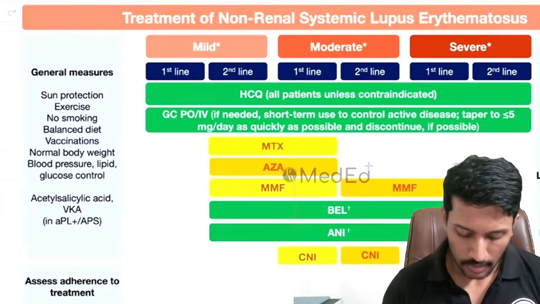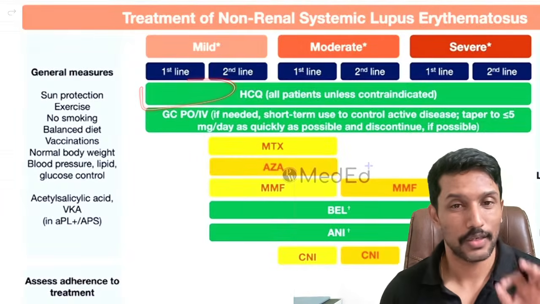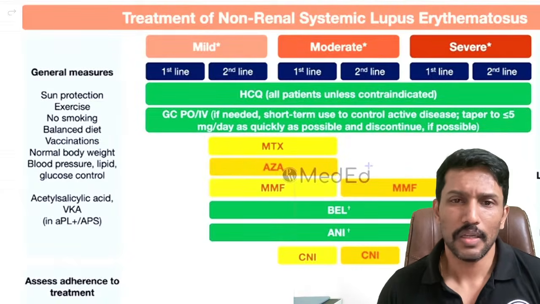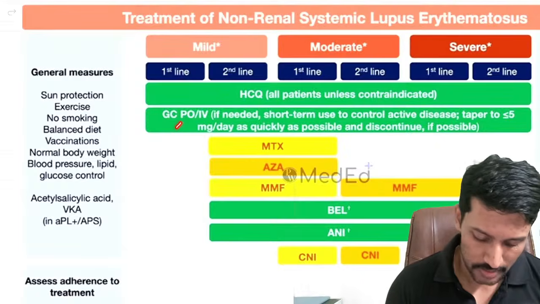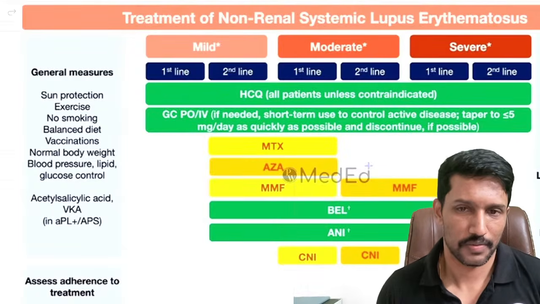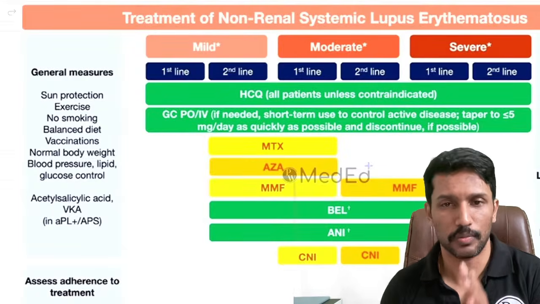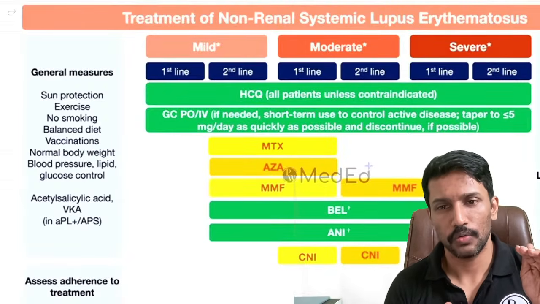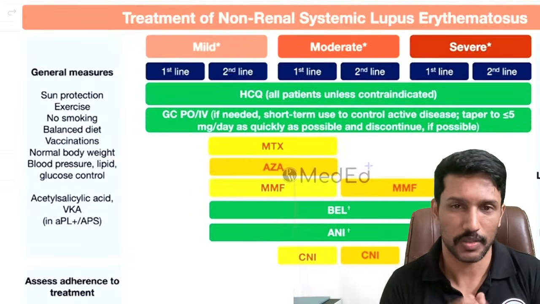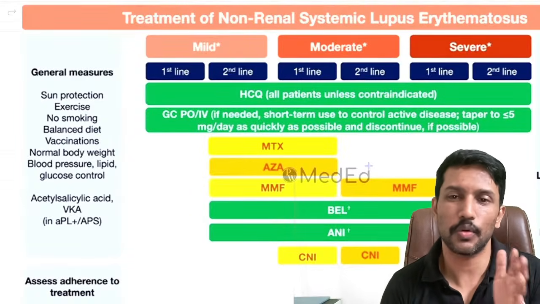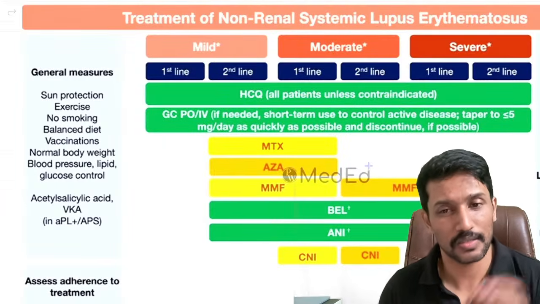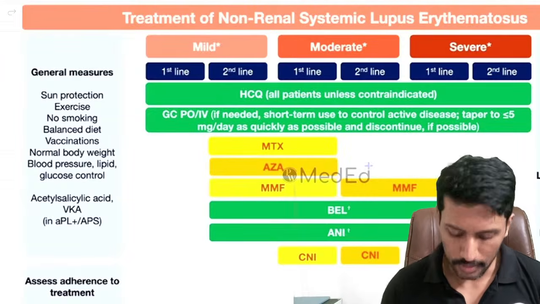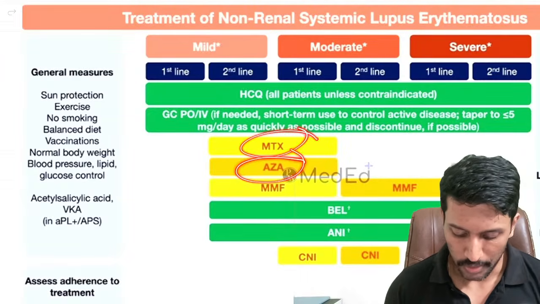But if hydroxychloroquine alone fails to control, then we bring the next class of drugs. What are the next class of drugs? We can start with the glucocorticoids. GC here stands for glucocorticoids. Or alternatively, you can think of immunosuppressants. If given a choice, I would like to keep glucocorticoids low or avoid and instead give immunosuppressants. Why? Because long-term use of steroids is associated with osteoporosis, peptic ulcers, infection risk, Cushing's syndrome, all of that. So I would like to avoid, instead use immunosuppressants like methotrexate, azathioprine.